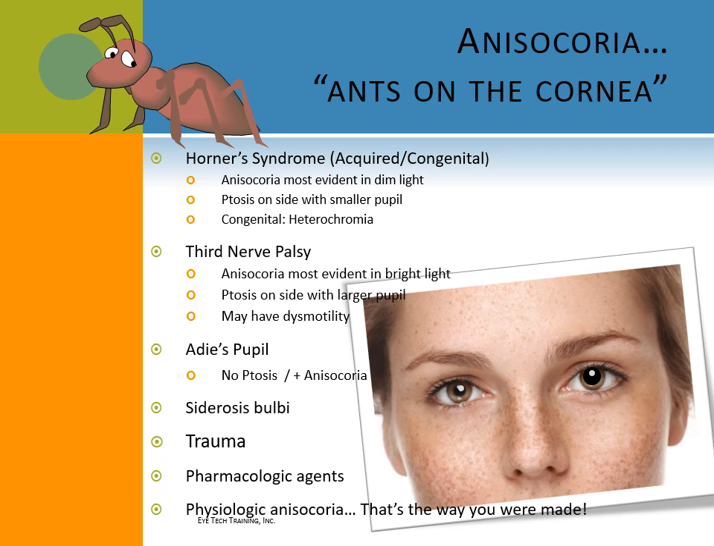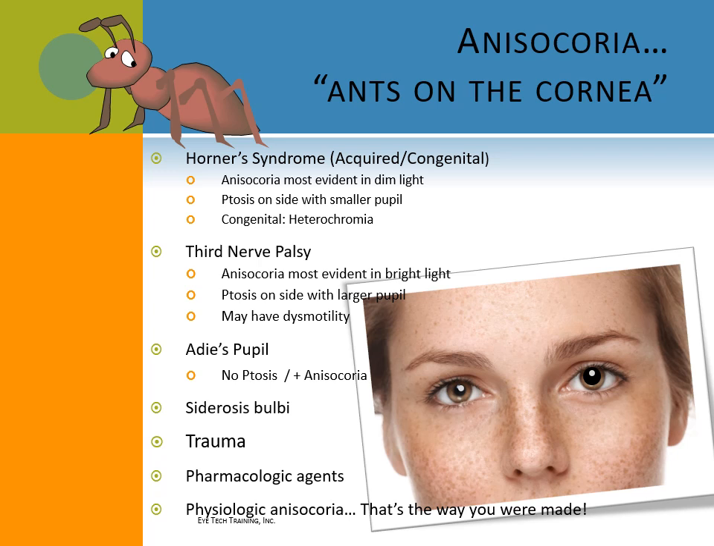Acquired Horner syndrome can be caused by lung cancer, carotid artery aneurysms, neck or chest trauma or surgery, and it's very important to never miss a Horner syndrome. So again, they will have an anisocoria and the smaller pupil will have a ptotic lid. They may also not have sweating on the side of their face with the ptotic lid.